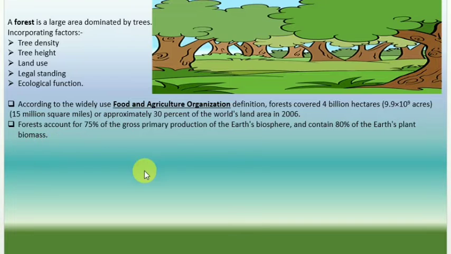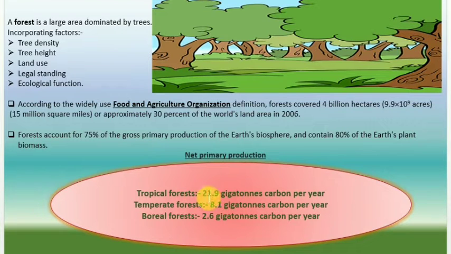The net primary production, if we see in tropical forest, is around 21.9 gigatons carbon per year, and for temperate forest it is 8.1 gigatons carbon per year, and for boreal it is 2.6 gigatons carbon per year.